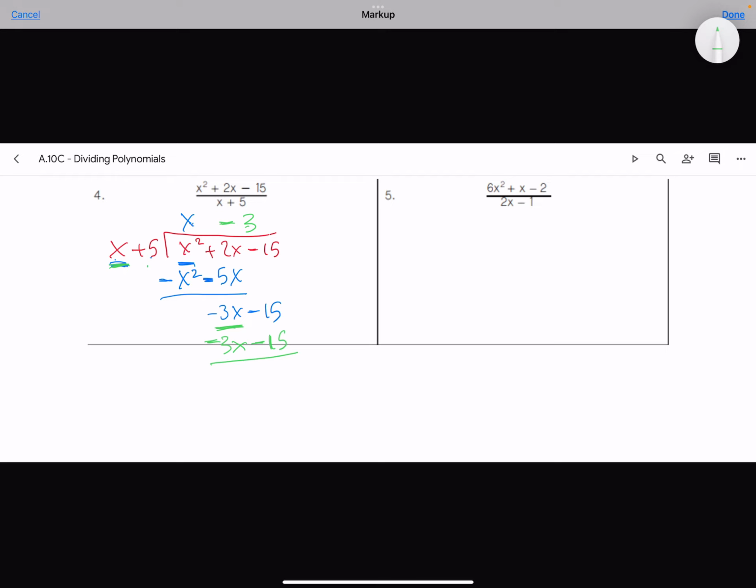Negative 3x minus, so it's like this. Negative 3 minus negative 3. Remember, change opposite, so that's 0. For the constants, I have negative 15 minus negative 15. Change opposite, so that gives me 0. So this is my answer.